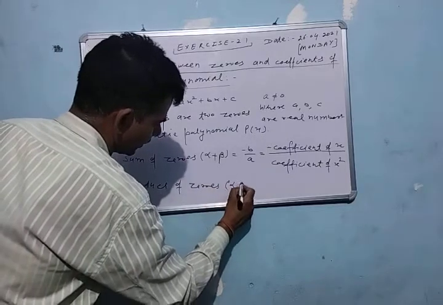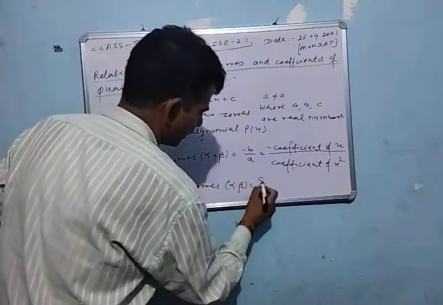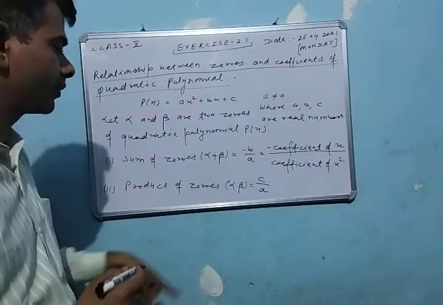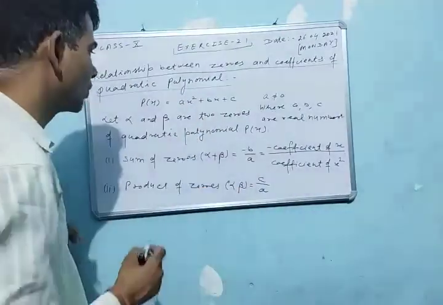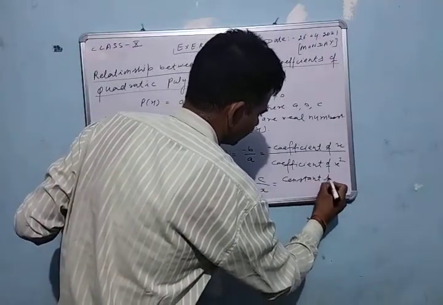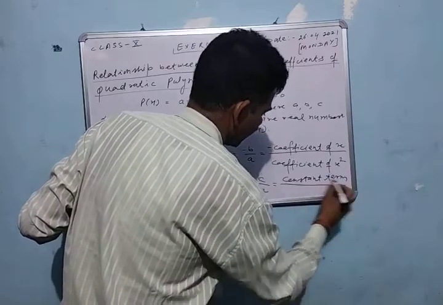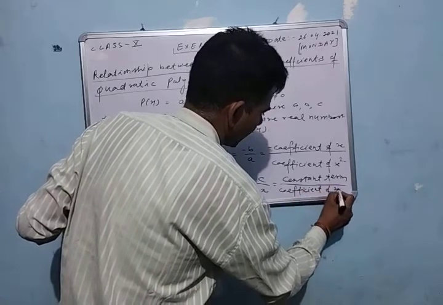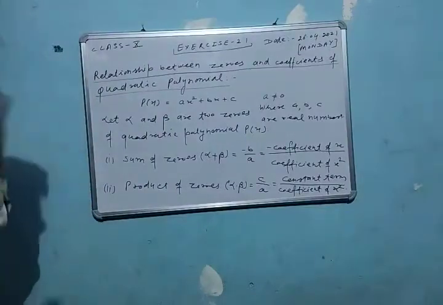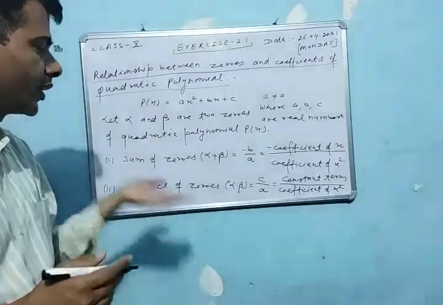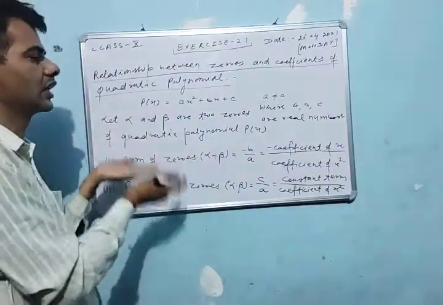That is alpha into beta, that is equal to c by a. What is c? C is the constant term, and a is the coefficient of x square. Student, please note it down and keep in mind these formulae are very important, because they will be used in exercise 2.2.